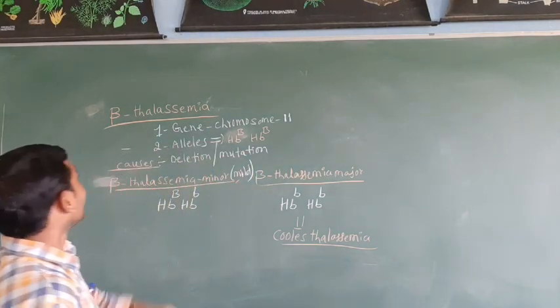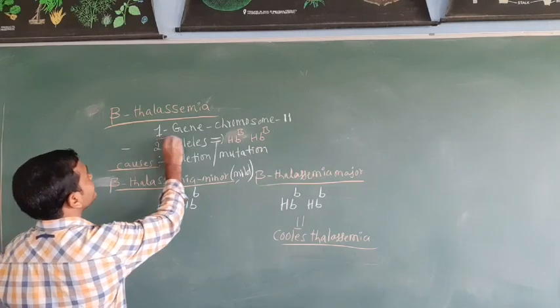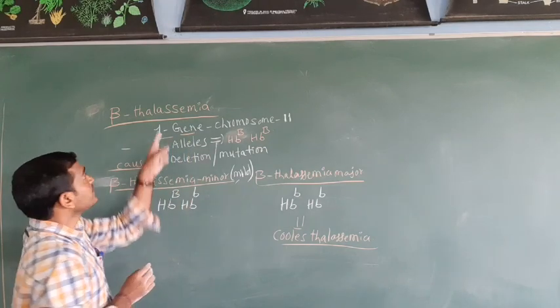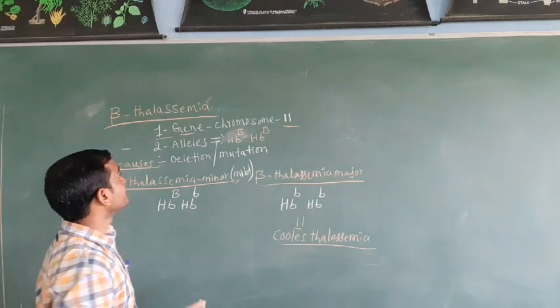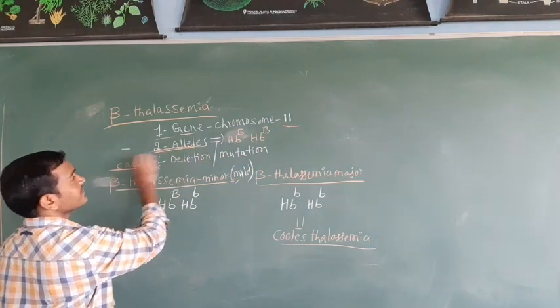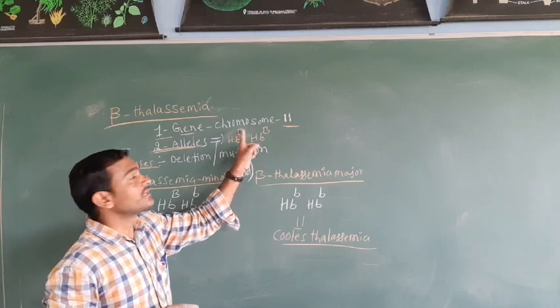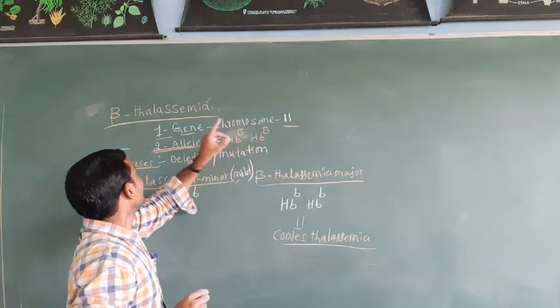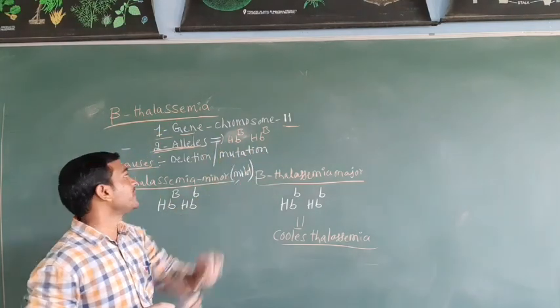Now the beta thalassemia. Here in beta thalassemia, we said already that one gene is responsible. The chromosome number is 11. The two alleles, what are they? Hemoglobin capital B, like that. This is the representation of normal beta.